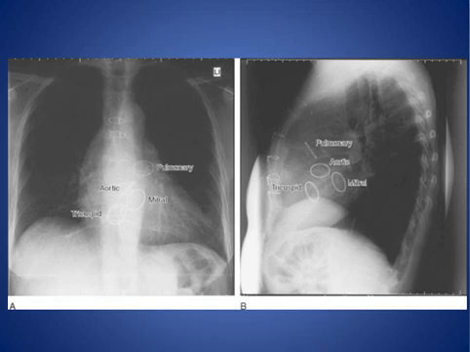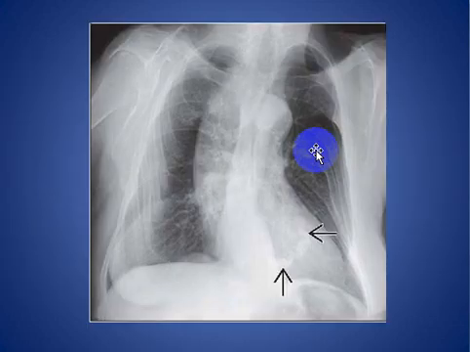Here we see the location of the valves: this is the tricuspid valve, this is the mitral valve, the aortic valve, and the pulmonary valve. Here the tricuspid valve is anterior, the mitral valve posterior, the aortic valve in the middle, and the pulmonary valve superior to the aortic valve.